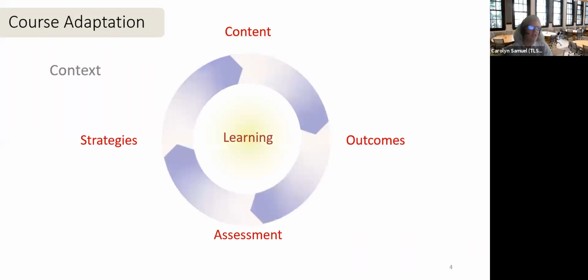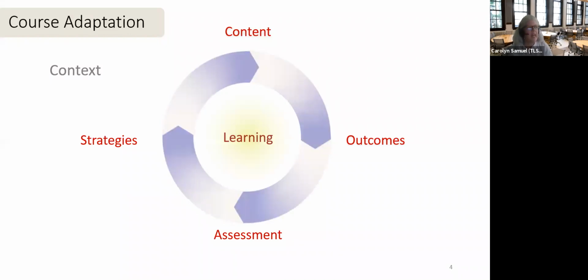And we've decided to show this graphic, one that we use in our course design workshop that will be familiar to many of you probably. This is a framework that we use for talking about course design, which we can apply to course adaptation, where we have learning at the center. Context is sort of the background for everything. Context for us has changed now. So this is something different. The context is now remote.